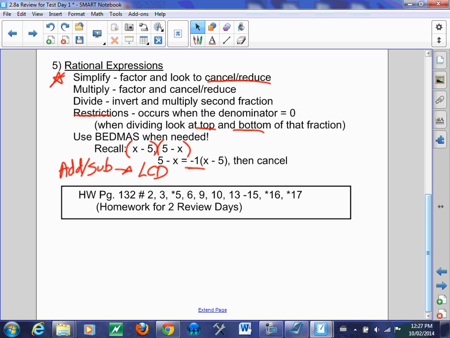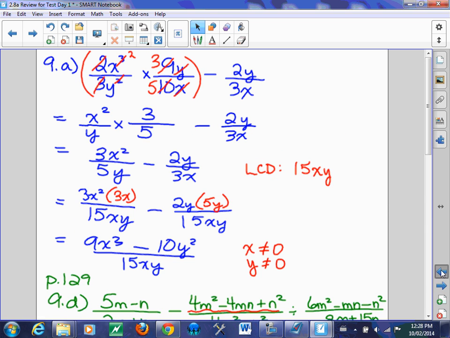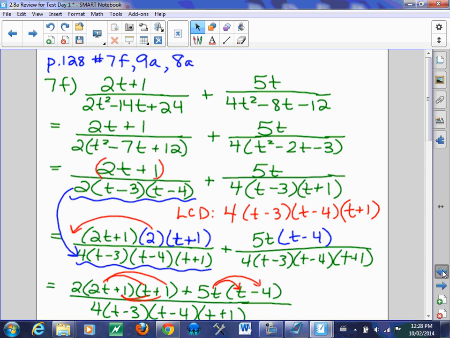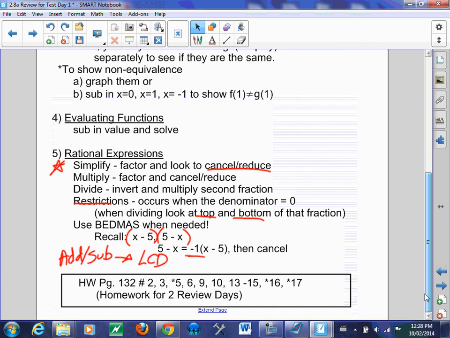Okay, ladies and gentlemen, I have attached some homework questions for people who might want some challenge. I'll just show you. Different questions are answered here. If you need the help, it's right there. So take a look at those if you need some help. And your homework for the next 2 days, so don't think this is just 1 day's homework. Page 132, 2, 3, 5, 6, 9, 10, 13 to 15, 16, and 17. So that's homework for 2 days.